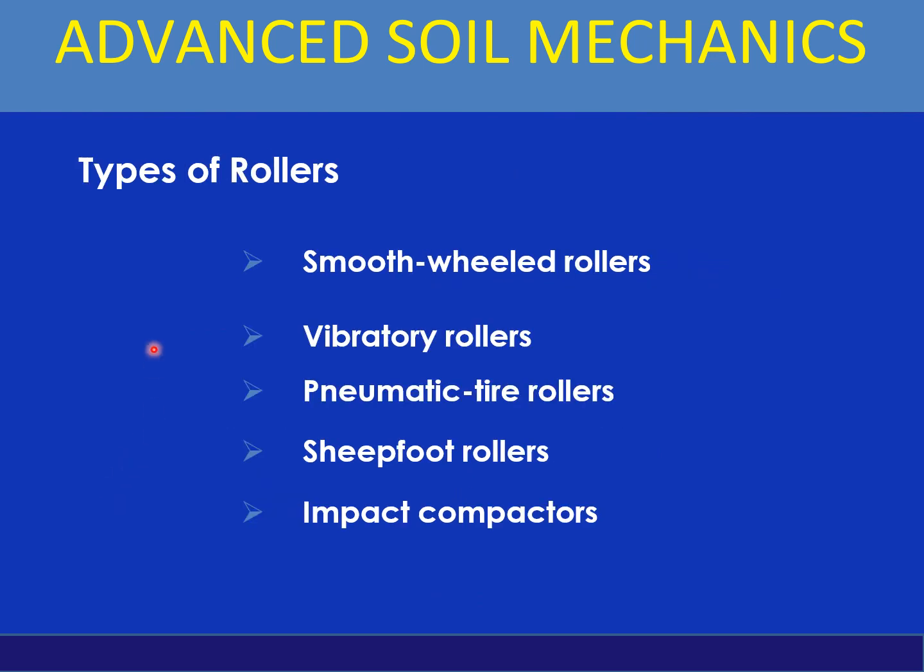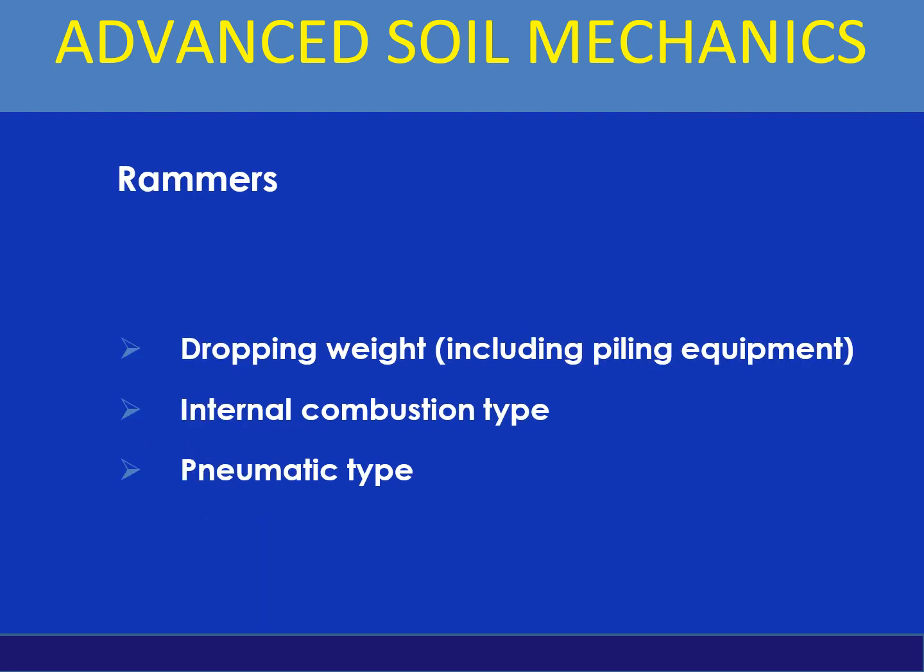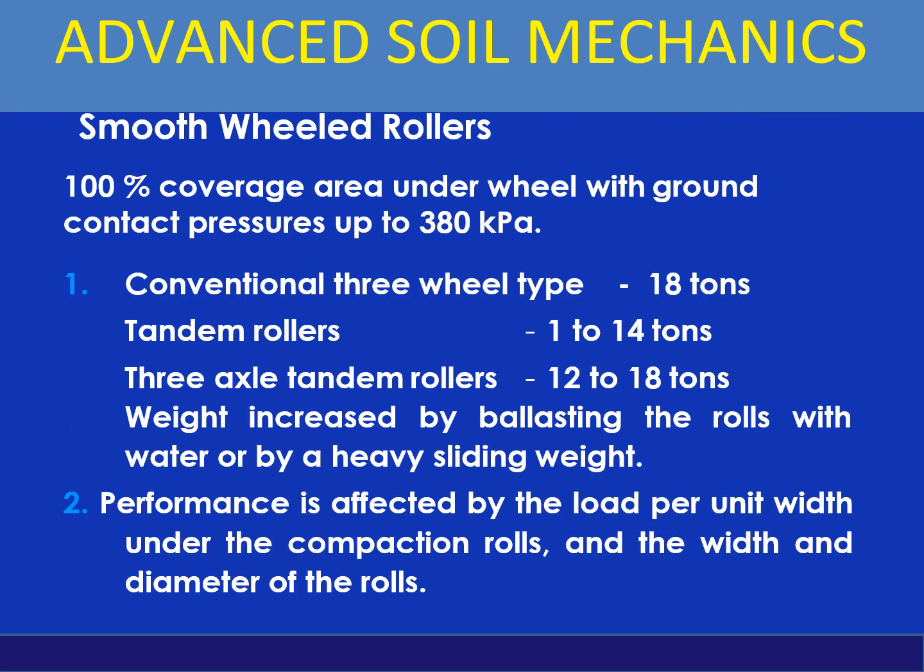There are different types of rollers: smooth wheel roller, vibratory roller, pneumatic tire rollers, sheepsfoot rollers and impact compactors. As far as the rammers are concerned, there are dropping weight, including piling equipment, internal combustion type and pneumatic type. So we have these different types of rammers. Now on this particular slide you would find some information about the smooth wheel rollers.